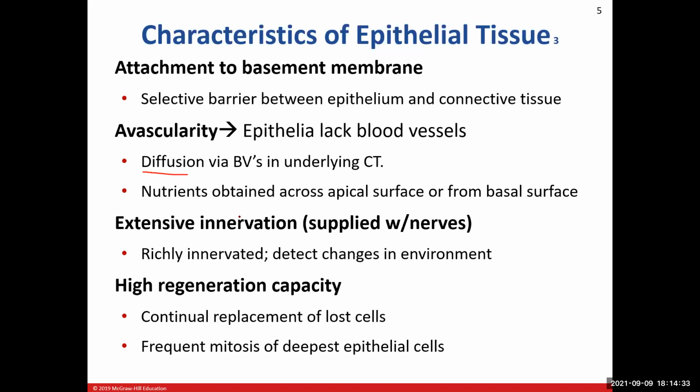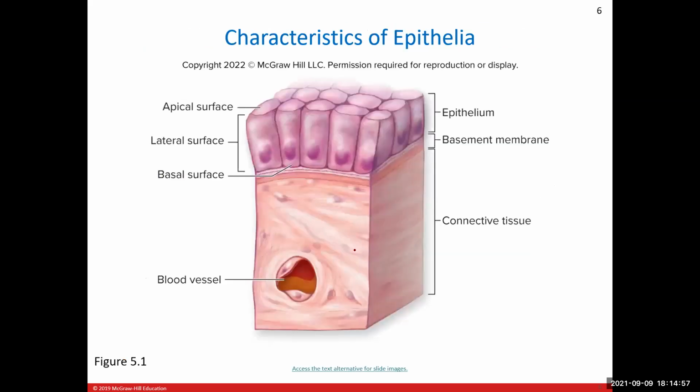So to replace that, we will see in the deeper cell layers of the epithelium that those cells are constantly or frequently undergoing mitosis. Remember, mitosis is cellular division of somatic cells. The somatic cells are pretty much all the cells in the body except your sex cells, which are sperm in males and oocytes, or the eggs, in females.